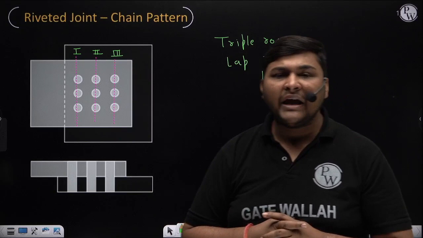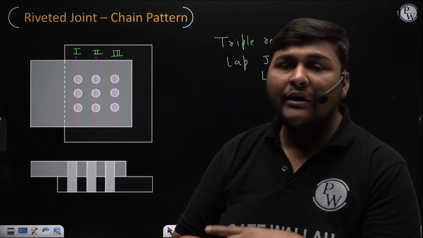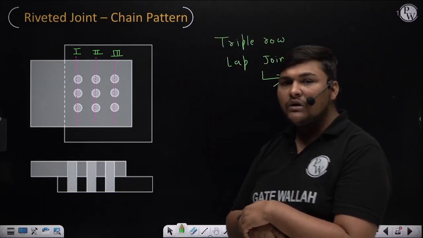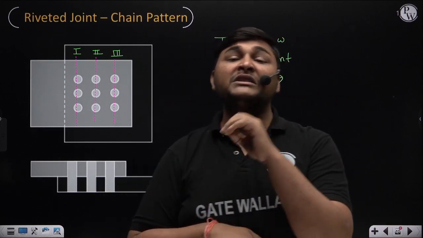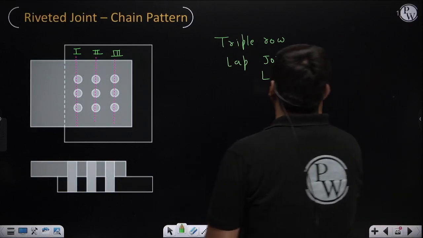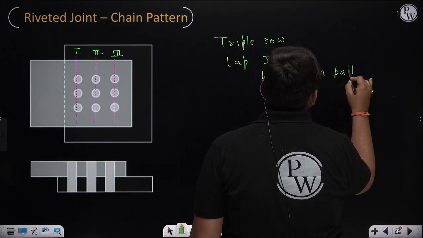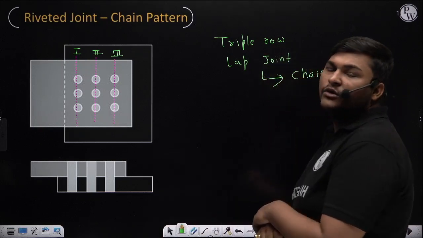Can I say in this diagram, the arrangement of rivets in each row is the same? Whatever arrangement we have used in the first row, the same arrangement I applied in the second row also, and the same arrangement we have done in the third row also. So if the arrangement of rivets in each row is the same, then that pattern of riveted joint is known as chain pattern. Chain pattern means the arrangement of rivets in each row is the same.